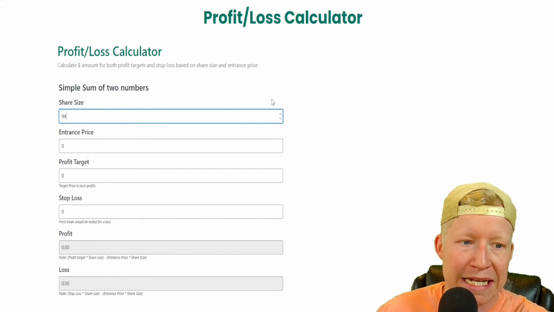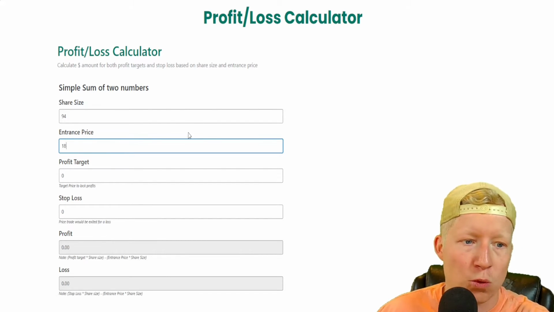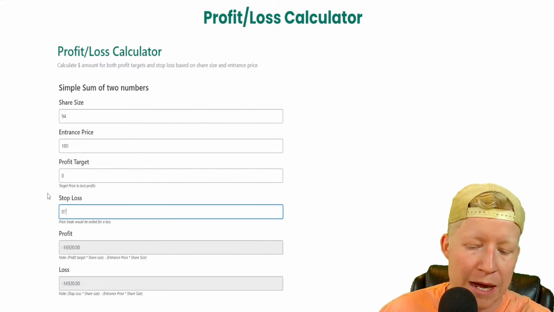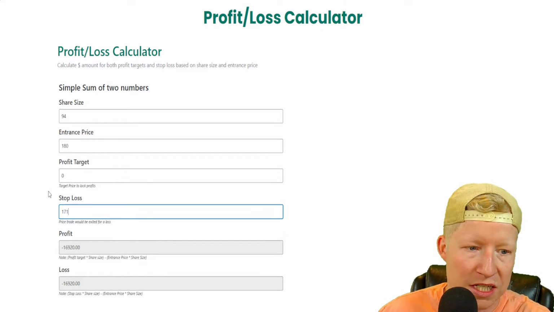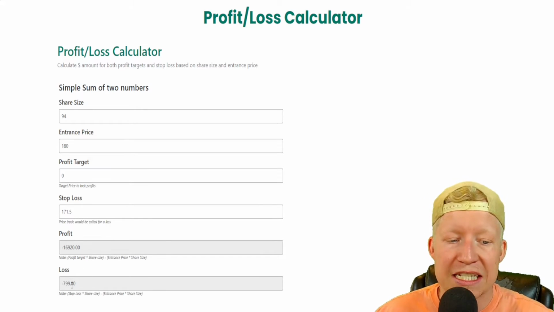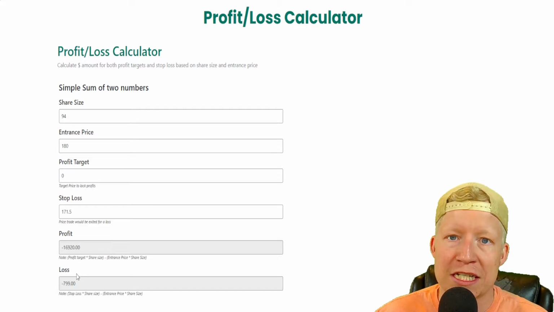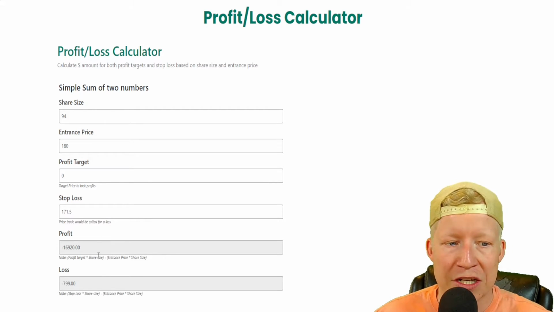I now know I'm buying 94 shares because we just used our position size calculator at 180. And we know our stop loss is 171.5. That means I will lose, if that were to happen, $799, just below my $800 max loss at a 2% risk on a $40,000 position, right?